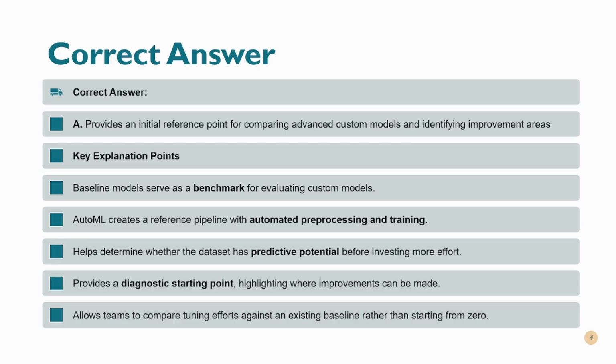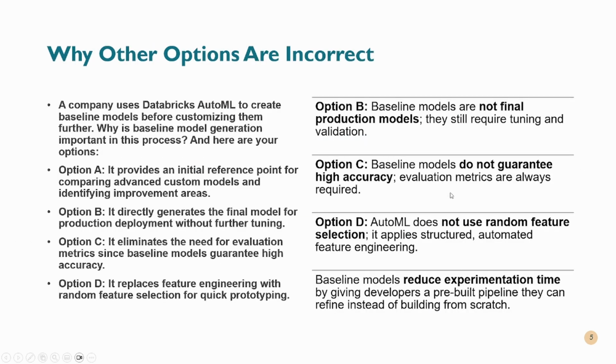A baseline model is not, and I really mean not, a final production model. That's why option B doesn't hold up. B says it gives you the final production model. Nah, that's not true. Most baselines still need guardrails, fairness checks, drift monitoring, all the grown-up stuff. AutoML isn't magically delivering a fully battle-tested model that you just ship out. You still need tuning. You still need validation. You still need to think like a real data scientist or ML engineer.